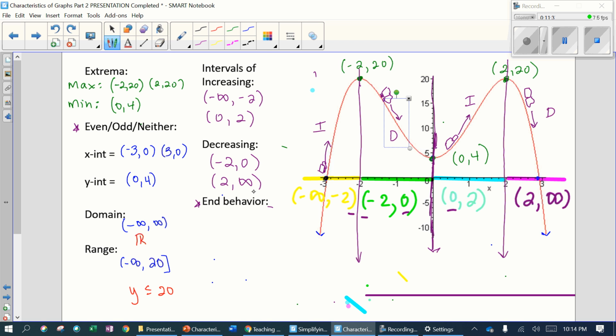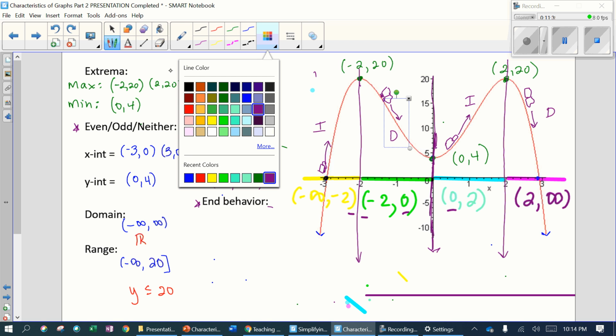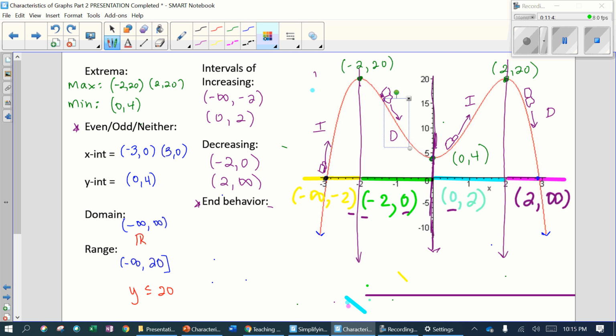Okay, one last thing, let's talk about end behavior. This was the new stuff, but I told you that there's going to be two statements. There's going to be one statement that says this: as x goes to -infinity, that's talking on the left side, and then there's another statement that says as x goes to +infinity, and that's looking at the right side.